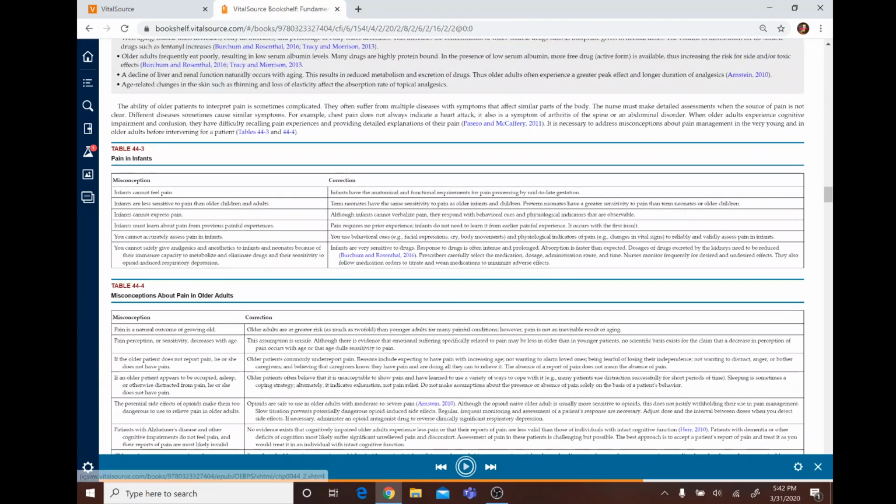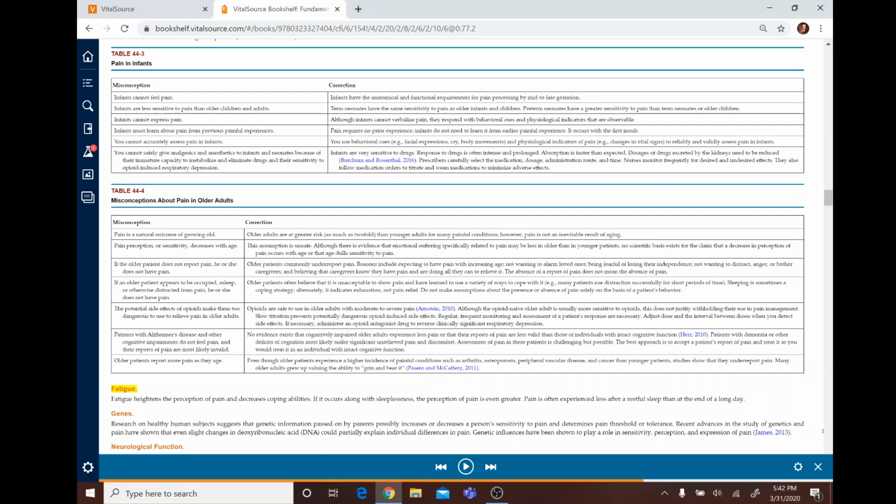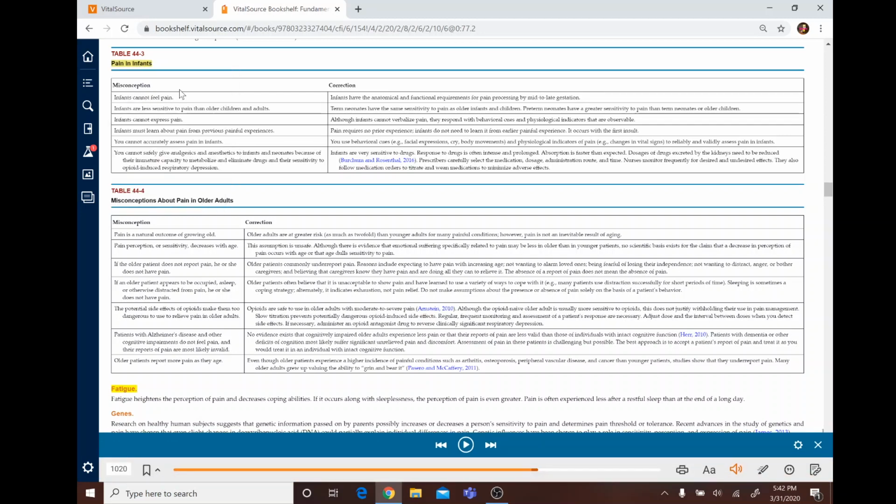Okay, I think these two tables are important, the pain in infants specifically. So people say infants can't feel pain, however they can start processing it by mid to late gestation. It also says infants are less sensitive to pain than older children and adults. That's not true. Term neonates have the same sensitivity, where preterm neonates actually have greater sensitivity.